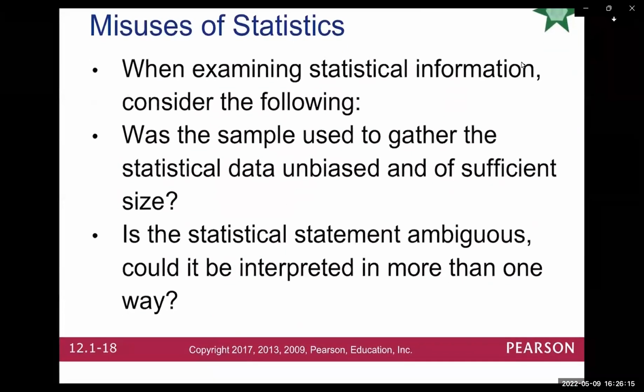So when examining statistical information, consider the following. Was the sample used to gather the statistical data unbiased and of sufficient size? Remember, we said the sample size has to be large enough, because if you only get a small sample, it might not be representative of the entire population. Is a statistical statement ambiguous? Could it be interpreted in more than one way? Sometimes they'll ask questions in a way that can be interpreted differently, and so it's not very clear, and the people being sampled aren't going to respond in a clear way.